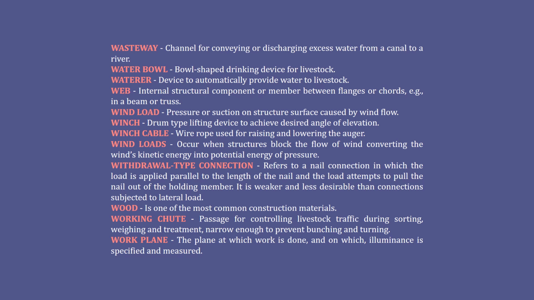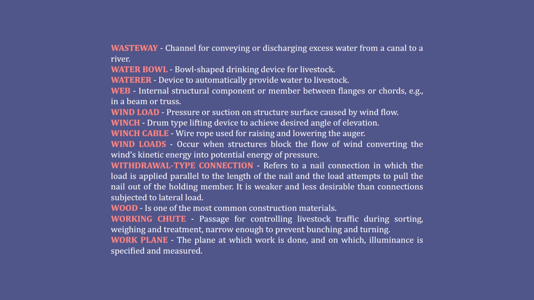Web. Internal structural component or member between flanges or chords, that is, in a beam or truss. Wind load. Pressure or suction on structure surface caused by wind flow. Winch. Drum-type lifting device to achieve desired angle of elevation. Winch cable. Wire rope used for raising and lowering the auger. Wind loads occur when structures block the flow of wind, converting the wind's kinetic energy into potential energy of pressure.